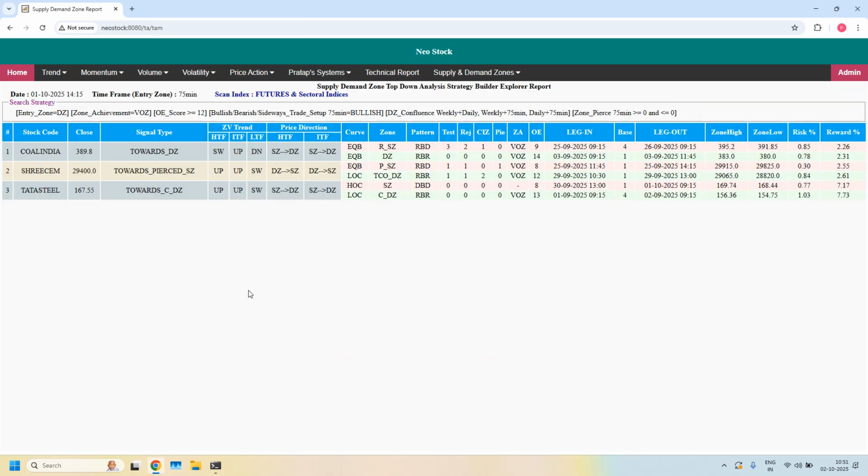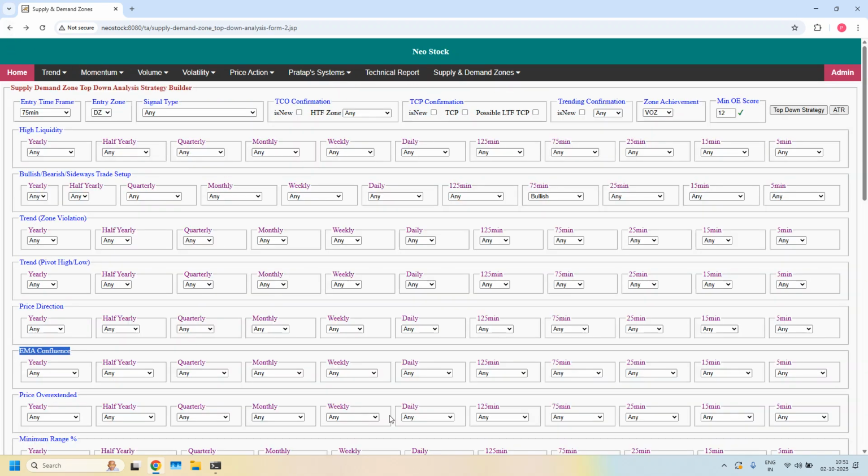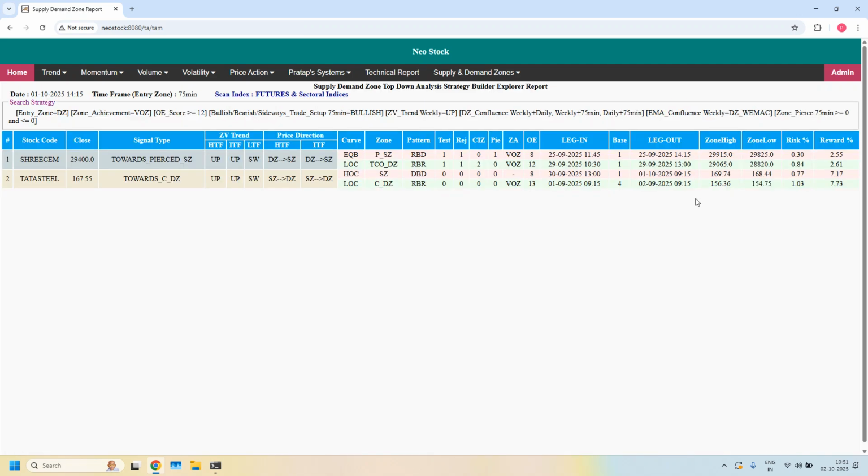we got 3 stocks. So all these 75 minutes demand zones overlapped with the daily demand zone, both together overlapped with the weekly demand zone. Weekly trend is up in only 2 stocks. Let's verify if the weekly demand zone has weekly EMA or not. And the trend on the weekly should not be sideways. It should be uptrend because it is a bullish trade setup. So both the stocks having an uptrend are filtered. So these 2 demand zones, 75 minutes demand zones, might have a higher probability of success, provided less than 20 checklist items are satisfied.